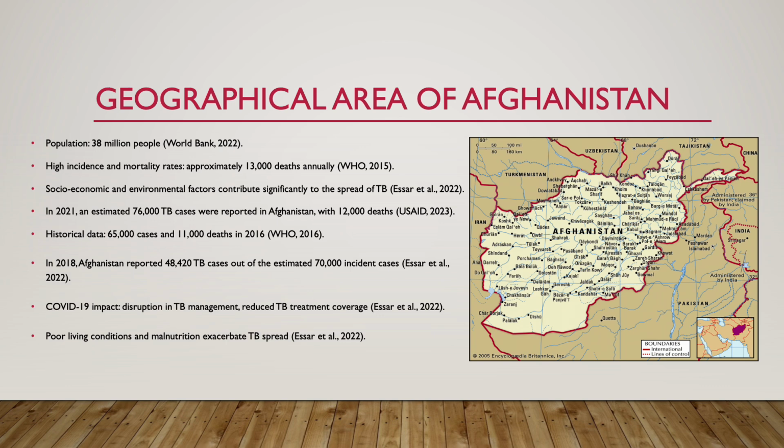Afghanistan is a country with a population of approximately 38 million people, World Bank 2022. It has been significantly impacted by ongoing conflict and instability, which have severely affected its healthcare infrastructure and public health outcomes. The World Health Organization reports that Afghanistan has one of the highest TB incidence rates in the Eastern Mediterranean region. Poor living conditions, malnutrition, and limited healthcare access further exacerbate the spread of TB. In 2020, the Ministry of Public Health reported 50,000 new TB cases with 10,000 deaths, SR 2022. Addressing these socioeconomic and environmental factors is crucial for controlling TB in Afghanistan.